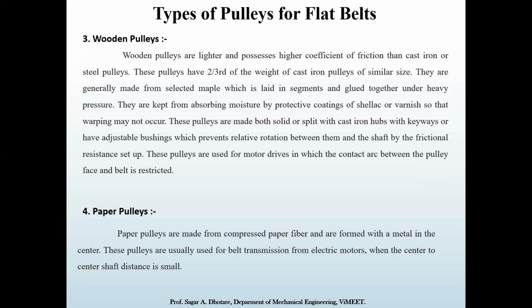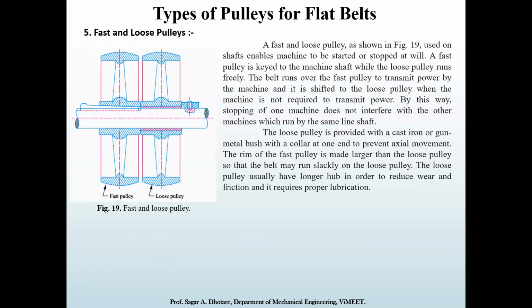Next one is the paper pulleys. The paper pulleys are made from compressed paper fiber and are formed with metal in the center. These pulleys are generally used for belt transmission from an electrical motor where the center distance is very small. Fast and loose pulleys: these pulleys are used on a shaft to enable a machine to start and stop at the operator's will. This construction is as shown in the figure.